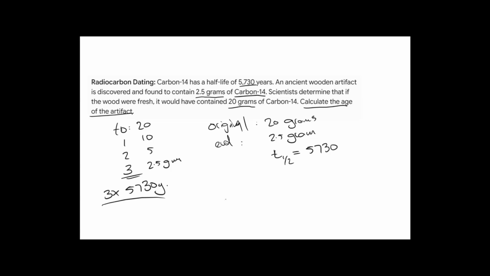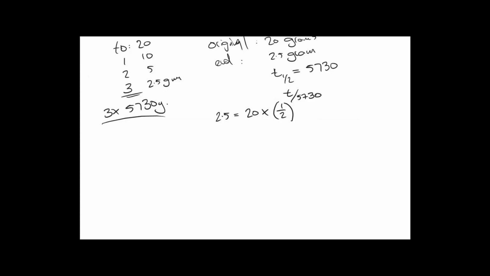So the amount that we've got now is 2.5 grams, and that's going to be equal to the original amount, which was 20 grams, times this half over the time that's taken, divided by the half-life, which is 5,730, and then we would solve that for t. We would put it in our calculators and solve it. In fact, I'll do that one first, and then I'll show you how you would do it using the logarithms.